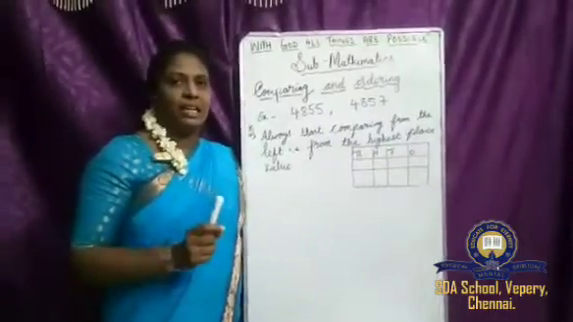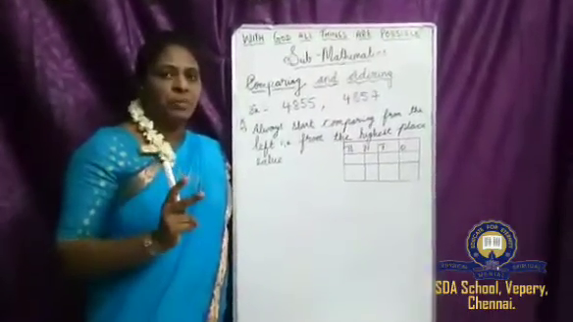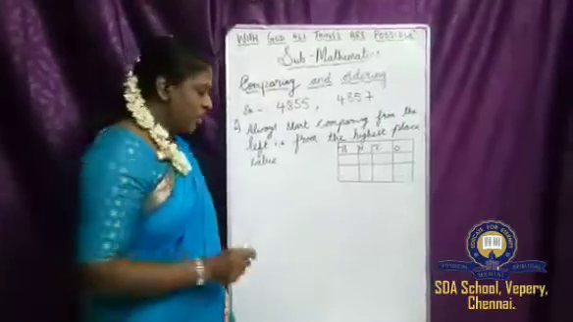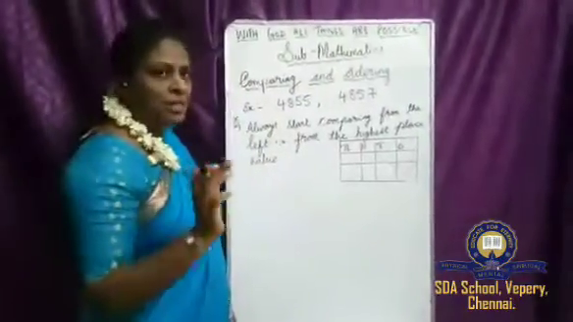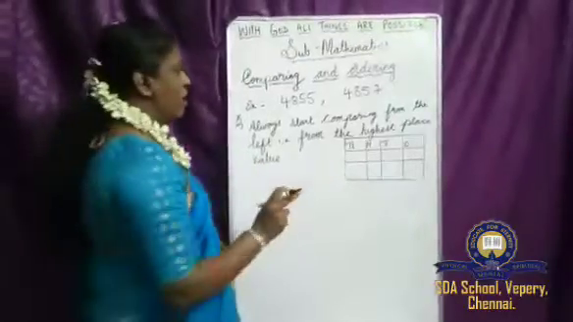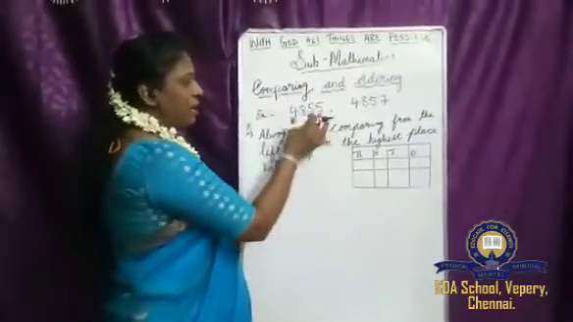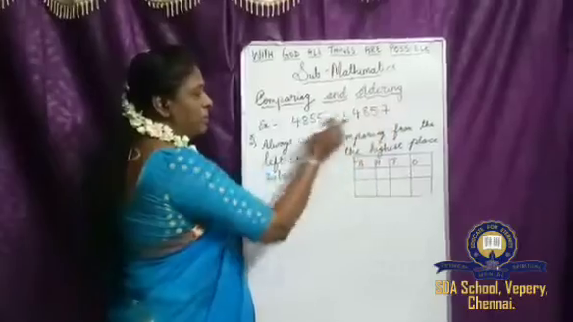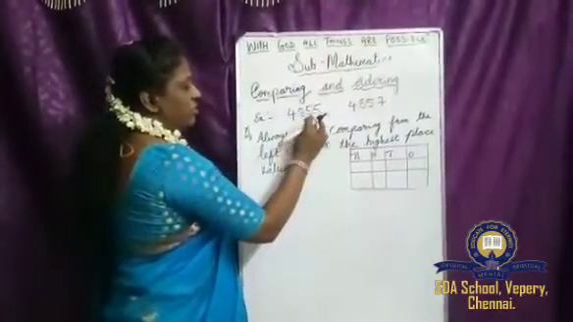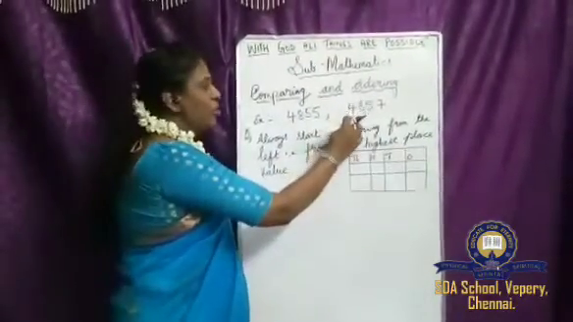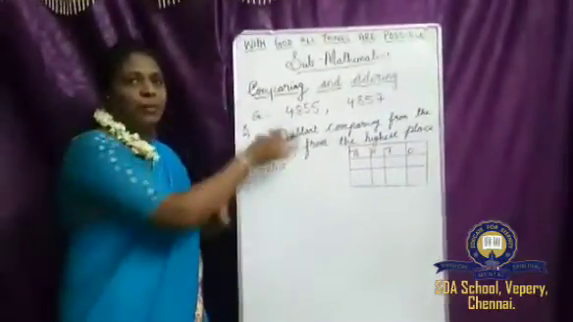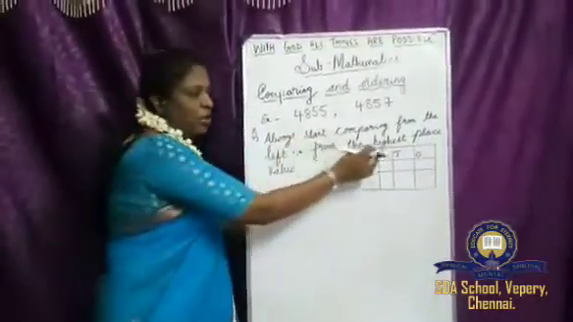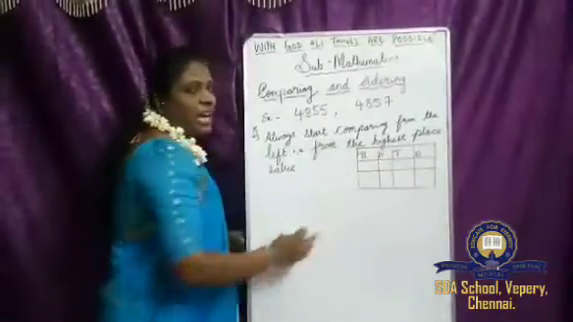Students, you can compare two numbers using a place value chart. For example, let us take two numbers, 4855 and 4857. Let us compare these numbers using the place value chart and see.